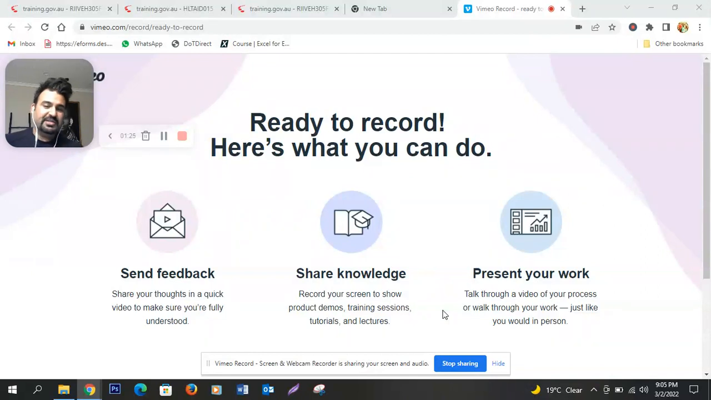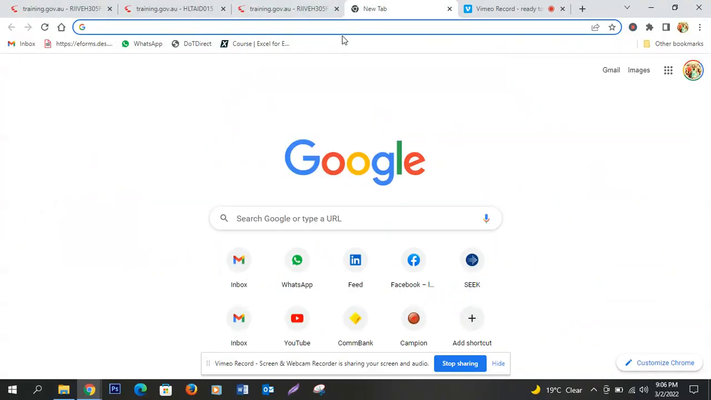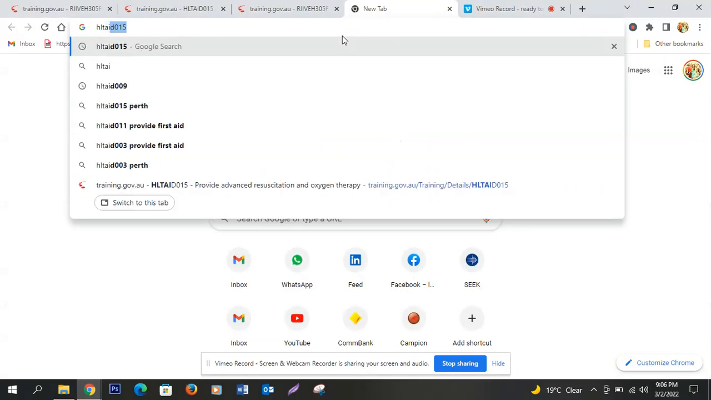However, I'm going to explain to you what a unit of competency is and how you are going to write a good assessment tool. So say, for example, someone comes to you and says, hey, I've got a unit of competency called HLT8015. So this is the advanced resus.